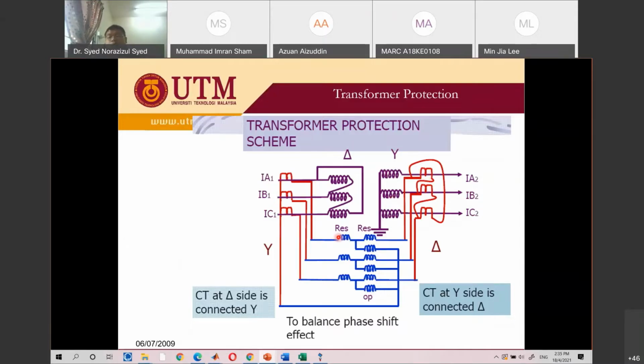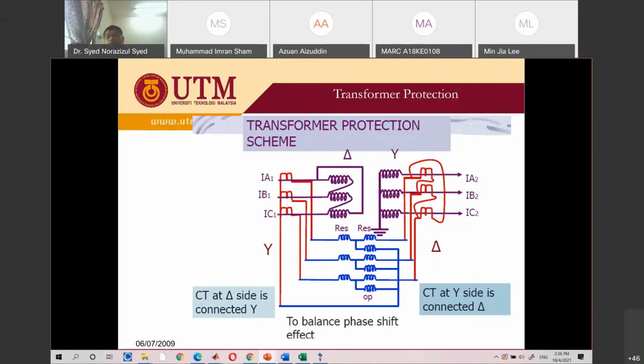Okay, a higher error. So what they do is use a delta at the CT connection here, so that this delta will subtract back the 30. For example, this 0, they will add 30. So at the end, this part is 30 degrees and this part is also 30 degrees. When they meet, 30 degrees and 30 degrees, it becomes 0. It is just to make sure it becomes balanced again.